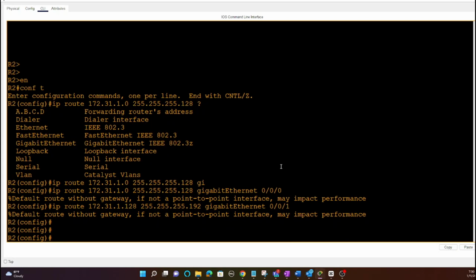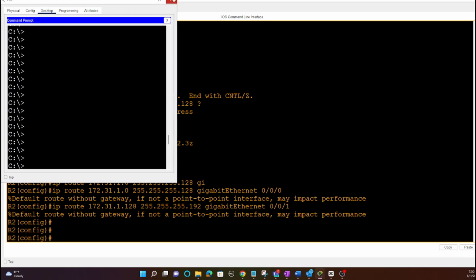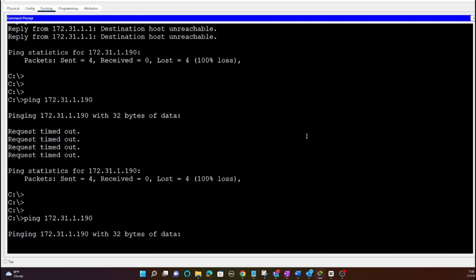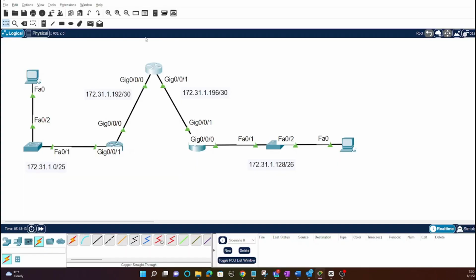Now let's jump back over to that PC, our little test PC right here, and let's run it again. Still doesn't know how to get there. Again, why? Because only router 1 and router 2 are configured. We need to configure router 3, which is our final router to configure.